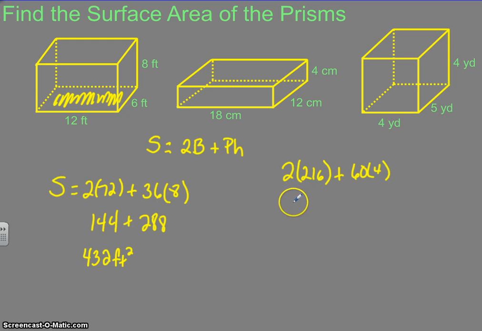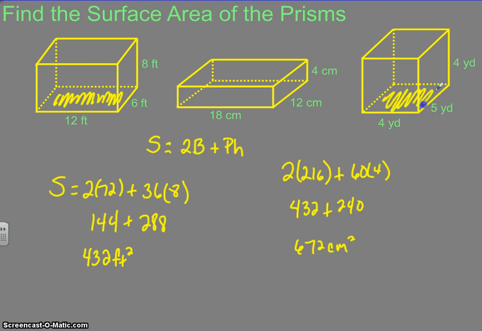Now, let's multiply these together. That's going to be 432 plus 240. Right? So that's going to be 672, and that's centimeters squared. Okay, let's look at the last one.